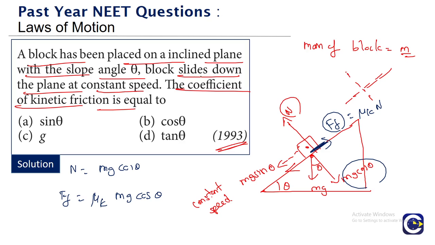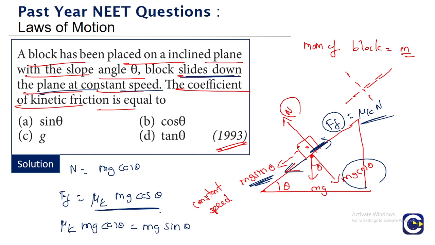Now they are saying that the block is sliding down the plane at a constant speed. The component of weight down the plane, mg sin theta, should be exactly balanced by the friction. Then only the block will slide down the plane with a constant speed. Which means mu k into mg cos theta should be exactly equal to mg sin theta. Mg is cancelled. So mu k will be equal to sin theta divided by cos theta. The cos theta comes to the denominator. What is it? Tan theta.